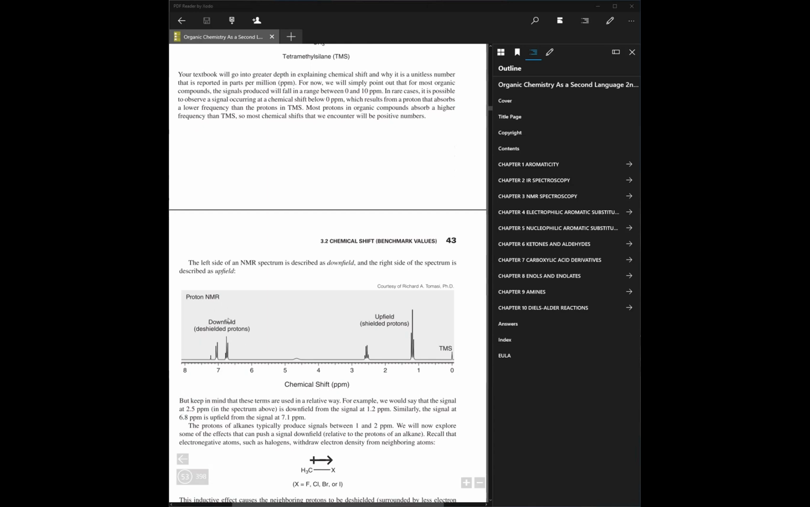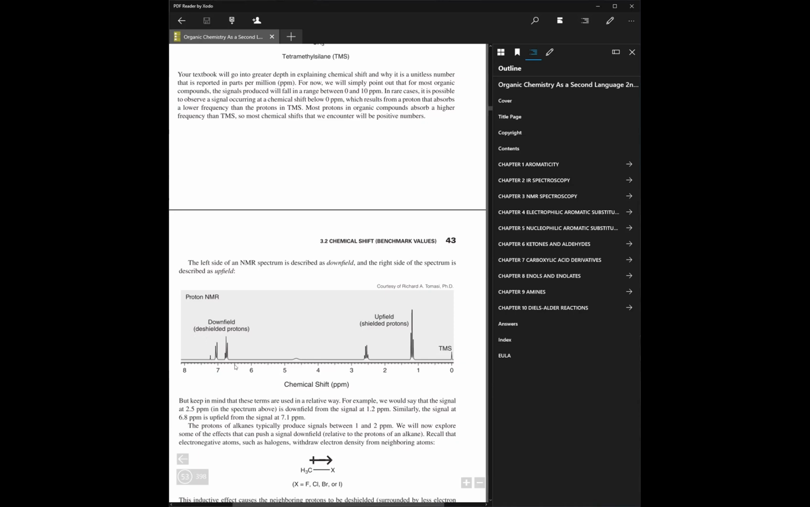And basically things that are deshielded are downfield. So actually, sorry, let me share this on my screen. It's fine. It's okay. So you guys can see the mouse though, right? Yeah. Okay.